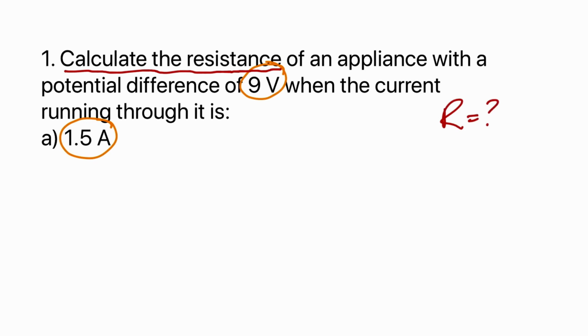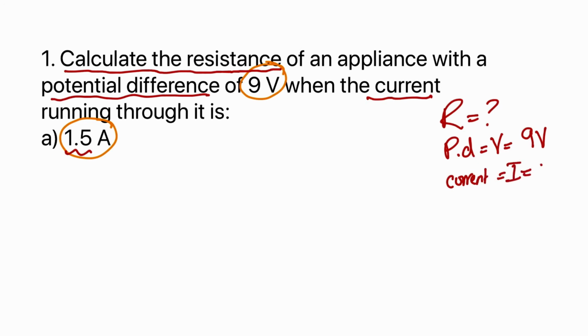I have been given the information about the potential difference. So I know that the potential difference, which has a symbol of V, is 9 volts. And it tells me that the current, which has a symbol of I, is 1.5 amps. So we know the three values in our question. What we need to do is put them into the equation and work out the answer. So what equation links resistance, potential difference and current?